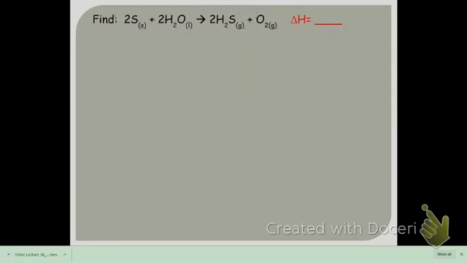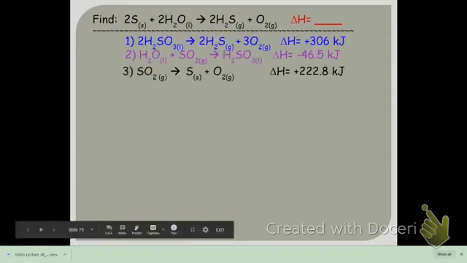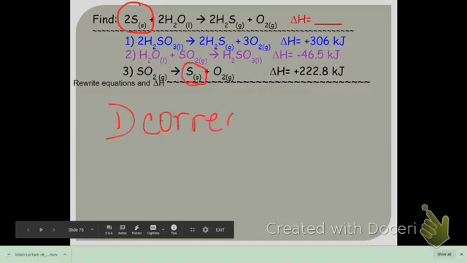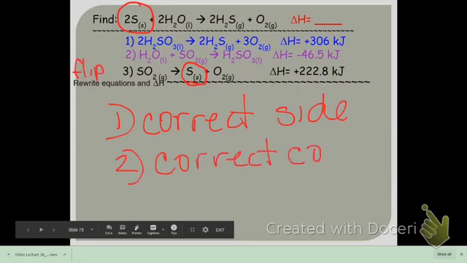So let's look at this one. This has not 1, not 2, but 3 equations. So we're going to do the same thing we did before. We're going to figure out what goes where. So let's see. We have S solid, and there's only one S solid right here. First question, is it on the correct side? No, it is not, so we're going to have to flip it. Second question, does it have the correct coefficient?